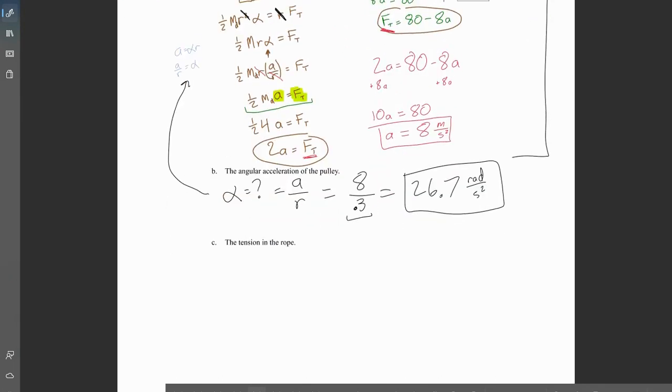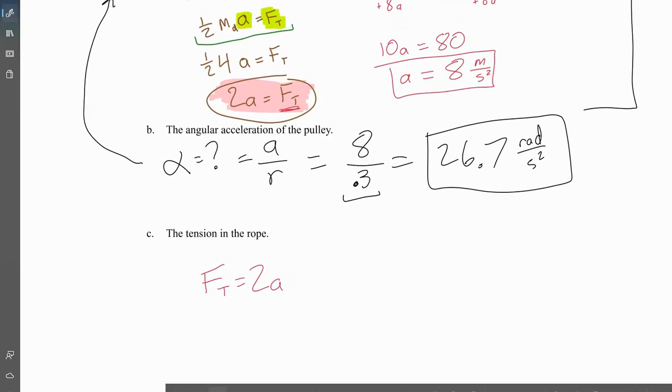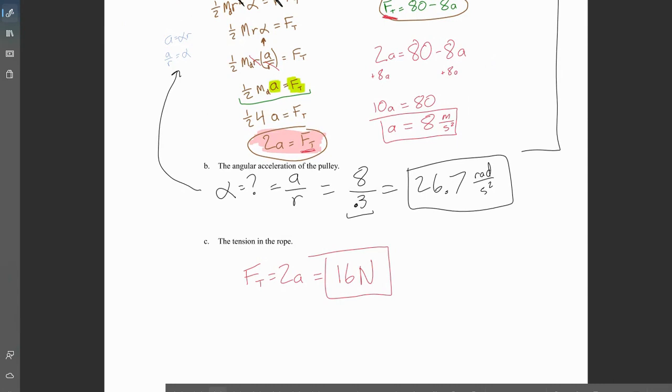Okay. Last part, part C, what's the tension in the rope? Well, I'm going to use this right here. Force of tension, we derived a really easy expression for it. Force of tension is equal to 2A, which would be 16. Oh, this is a force, actually. I was about to say meters per second, but this is a force. My apologies. It is newtons. The force of this would be 16 newtons.